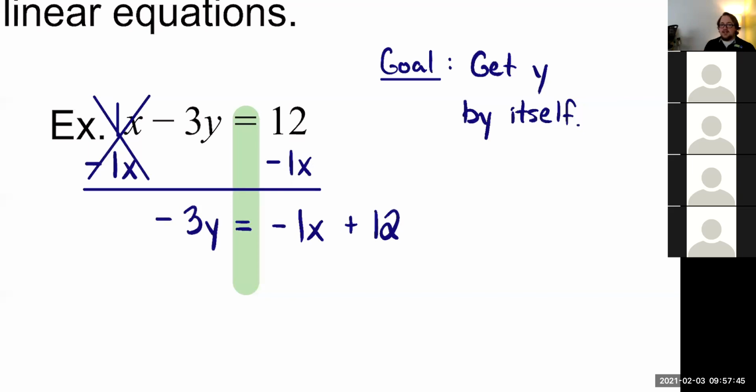Now, is the y by itself? Yes. Are you sure? No, what's still on the same side as the y? The -3. So if this was just a regular old equation, how would you break that -3 off of the y? You would subtract 3? No, that's not how I do it. 12 is on the right-hand side. 12 is good. It's not on the same side as my y. You would divide.